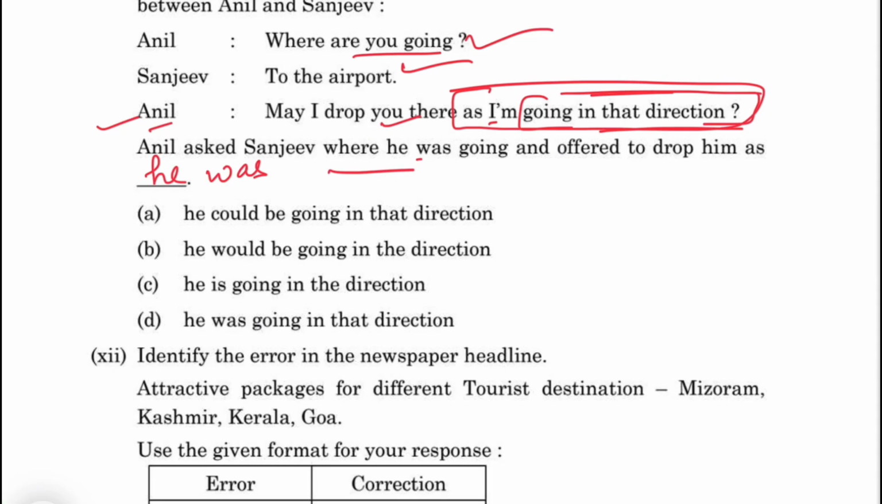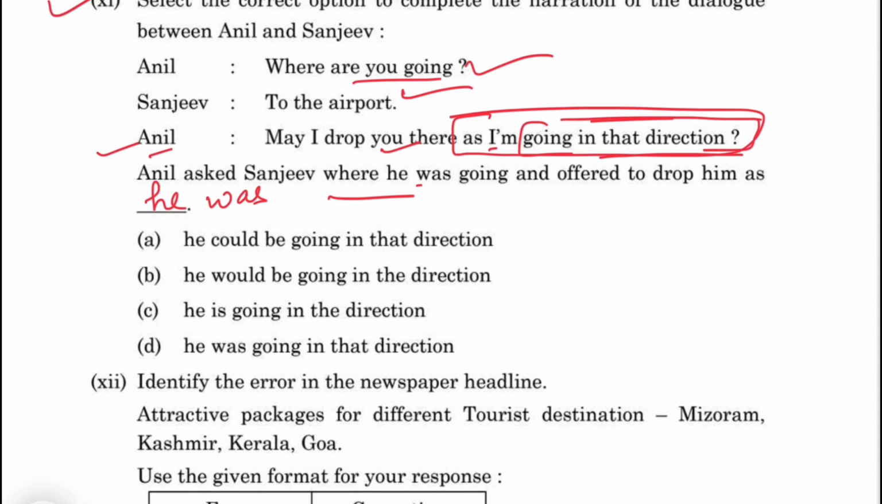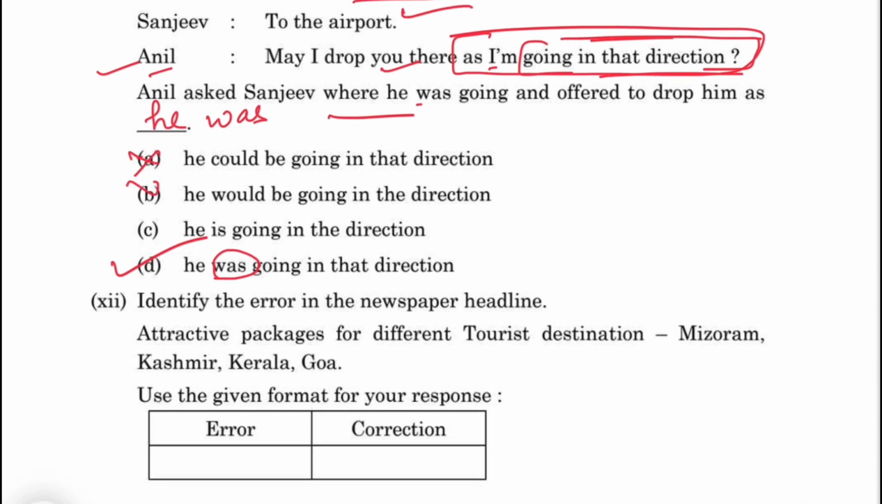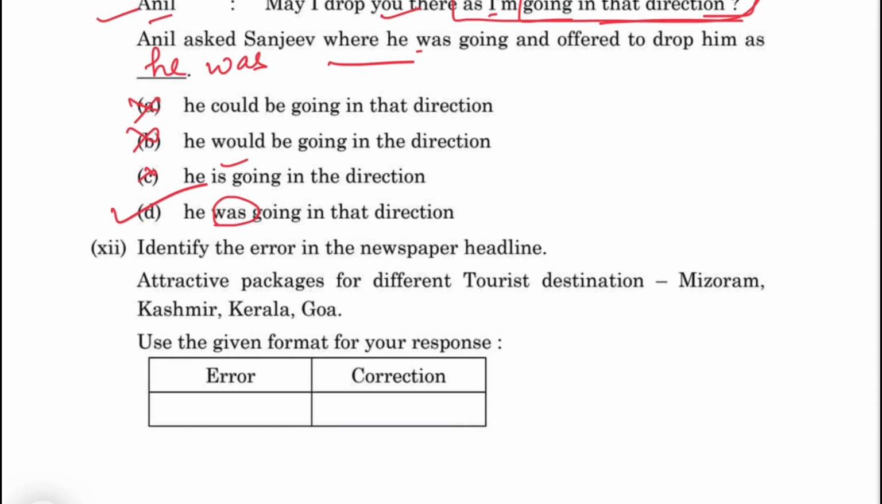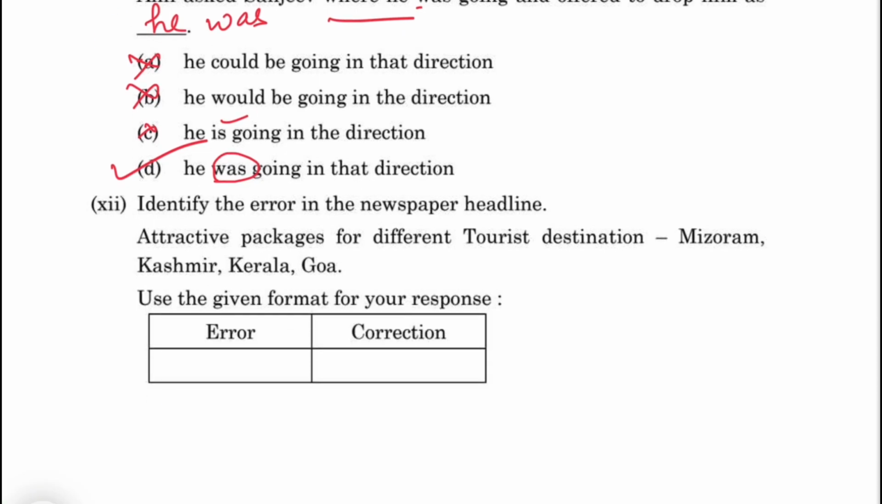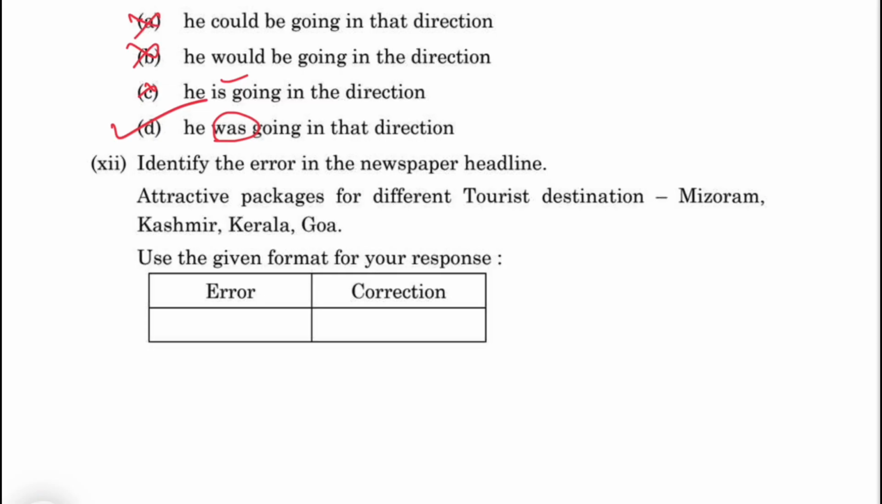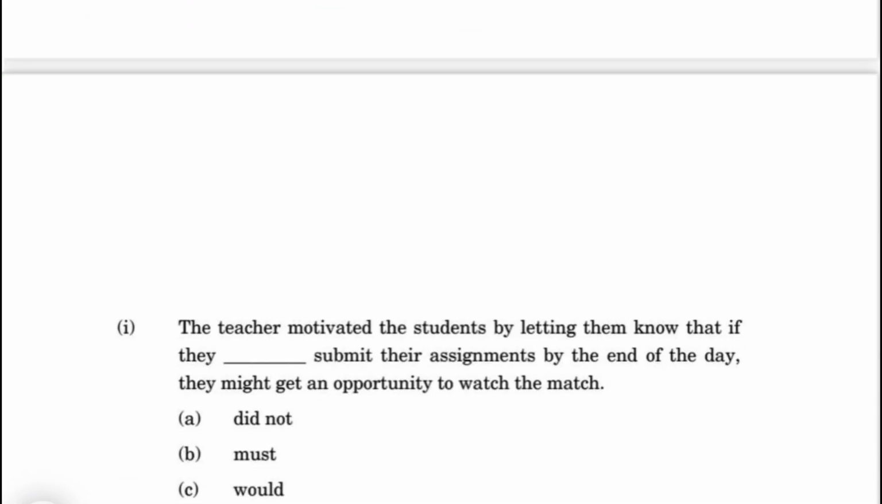Now we are to choose. If we just find out that "is" and "are" change into "was" and "were", this one is the correct answer. In these two, "could be" and "would be" are wrong. In this one, it remains the same, so D is the correct answer. Next: attractive packages for different tourist destination. Destination is singular, so it will be destinations. This is the error, and the correction is destinations.